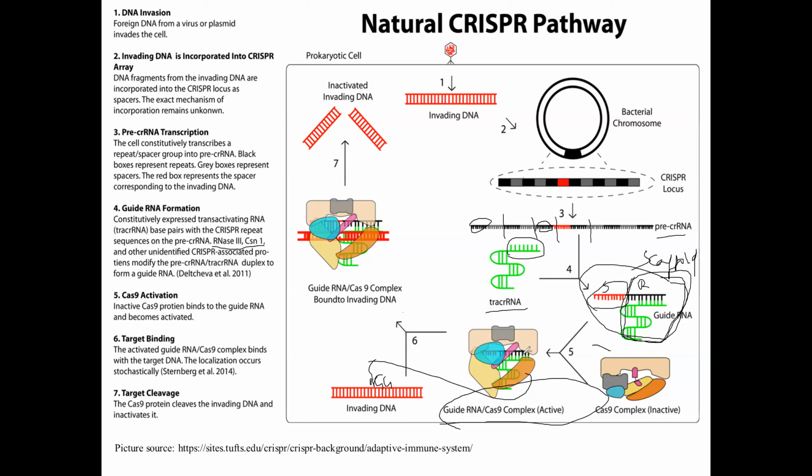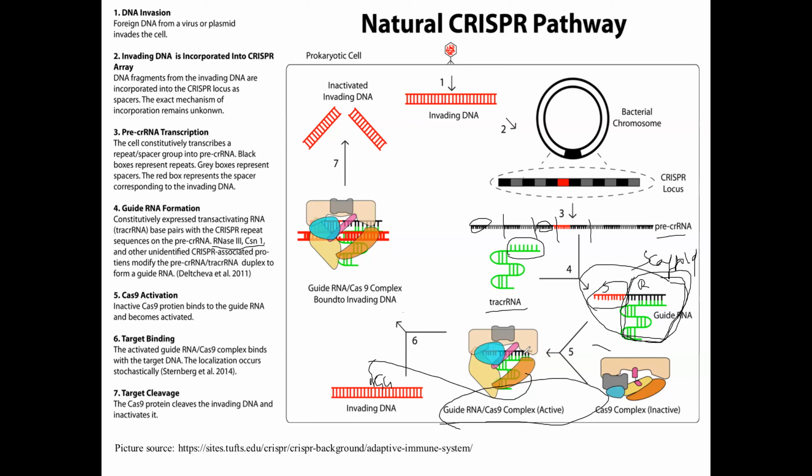Now the CRISPR locus will undergo transcription to form the pre-CRISPR RNA. The pre-CRISPR RNA will undergo cleavage by some enzymes like RNase 3, CSN1, leading to shorter fragments which will have at least one spacer and one repeat. These shorter fragments are called CRISPR RNA. The CRISPR RNA will form a duplex with another RNA molecule called the trans-activating CRISPR RNA. So the repeat sequence of the CRISPR RNA is the one which anneals with the tracrRNA.